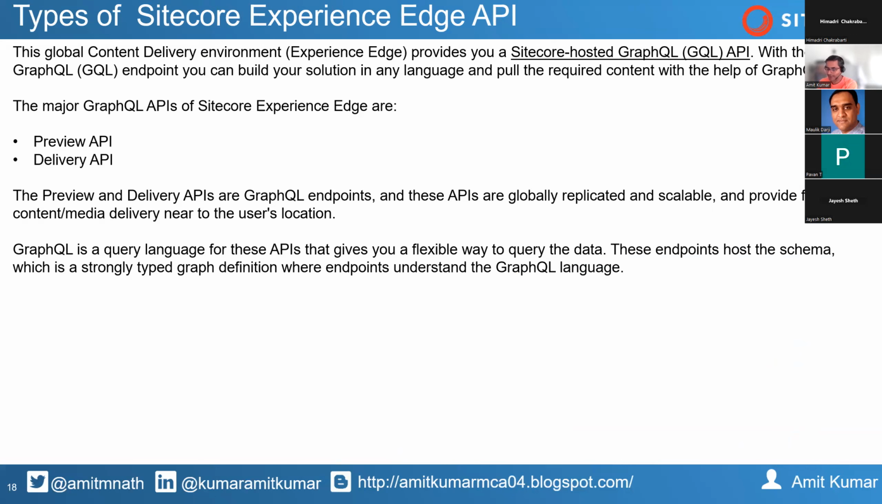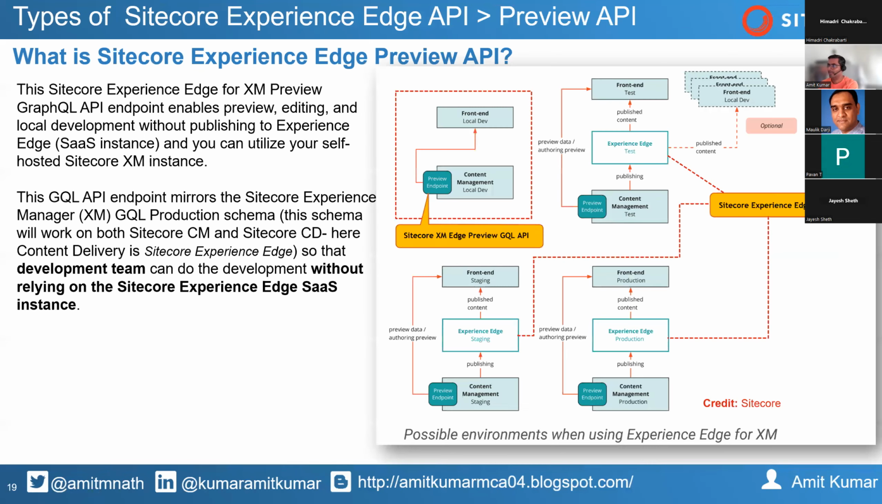And the types of API are the preview API and the delivery API. The preview API is utilized by your content management role to preview the data. The delivery API is for when you have a website: the end user website is going to use the delivery API to serve the data which is published to the end user. And this is a simple flow of how you can utilize that.